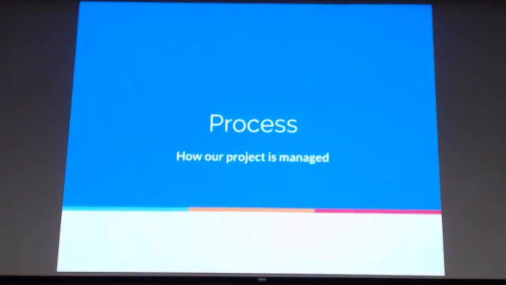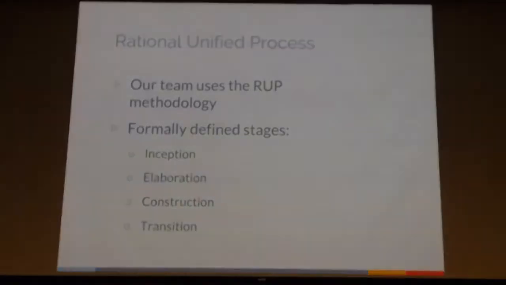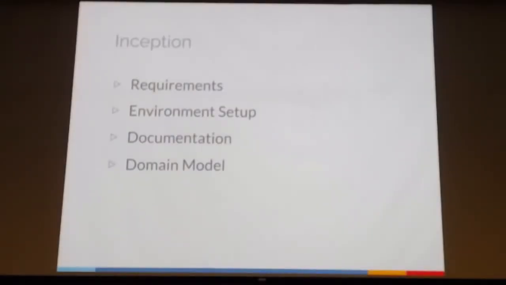All right, so I'm going to go into a bit of our process and the design decisions as to why we chose the process that we did. So we're using Rational Unified Process. For a quick recap as to what that is, there's 4 formally defined stages: the inception, construction, elaboration, and transition. So with the inception, we spent a lot of the time doing requirements gathering. We kind of call it requirements creation, which we'll get into later.